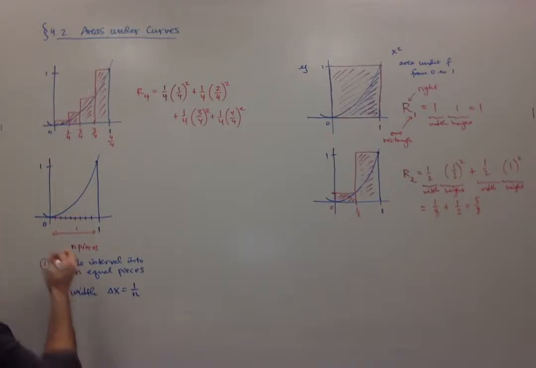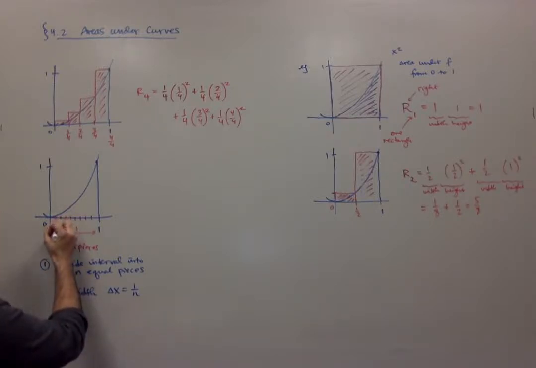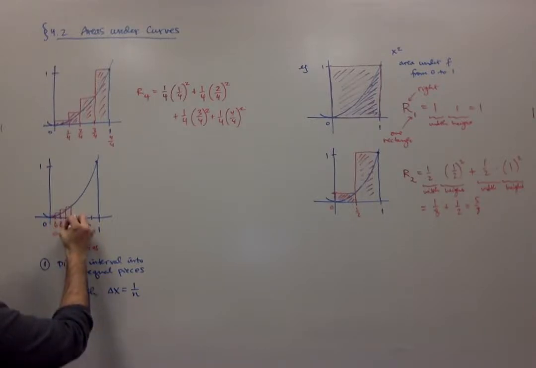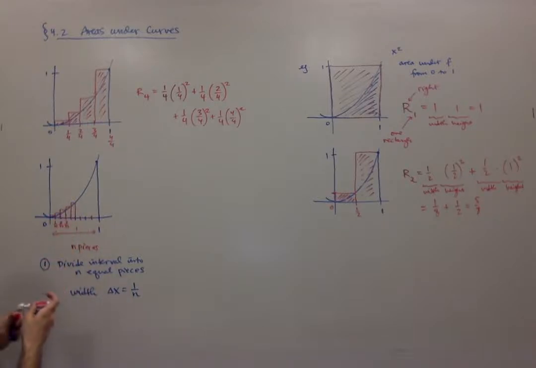All right, which means that this one right here is at 1 over n, this one right here is at 2 over n, this one right here is at 3 over n, etc. Sorry, this may be a little small. I'm just going to draw in.